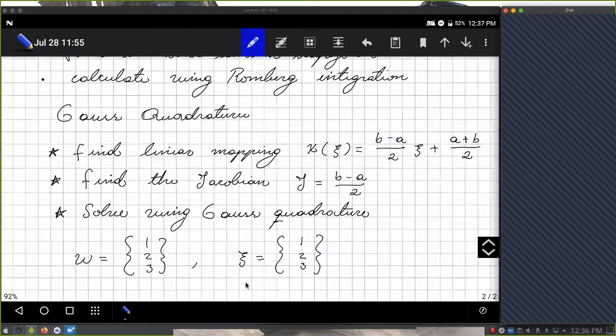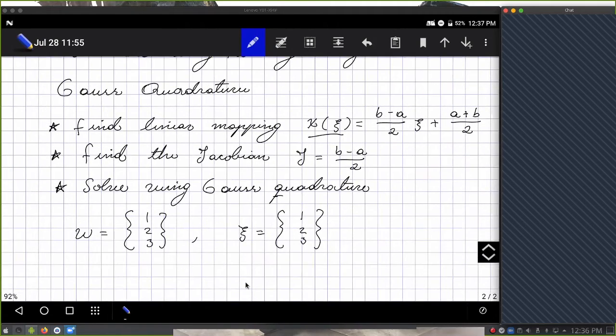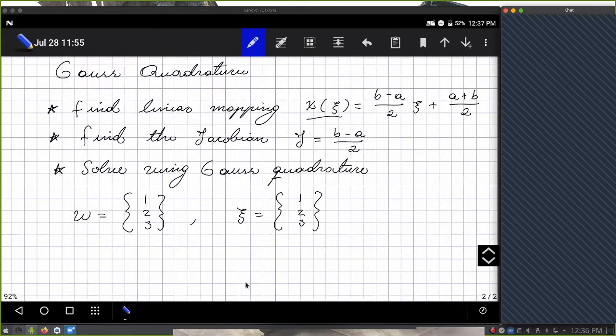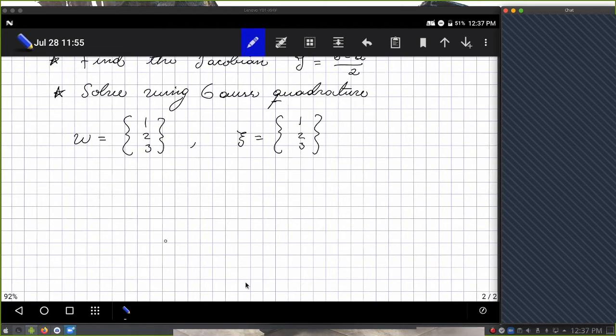And then once you move into the Gauss quadrature part of section 2, you will find the linear mapping, which is x as a function of the psi value. You have to know how to find the Jacobian, and then you have to go ahead and solve the Gauss quadrature by hand. So that is with respect to that.